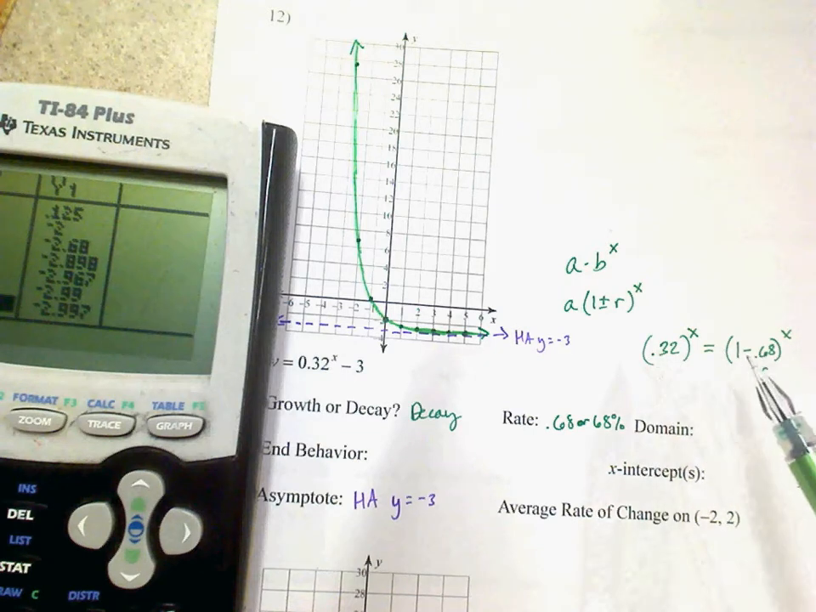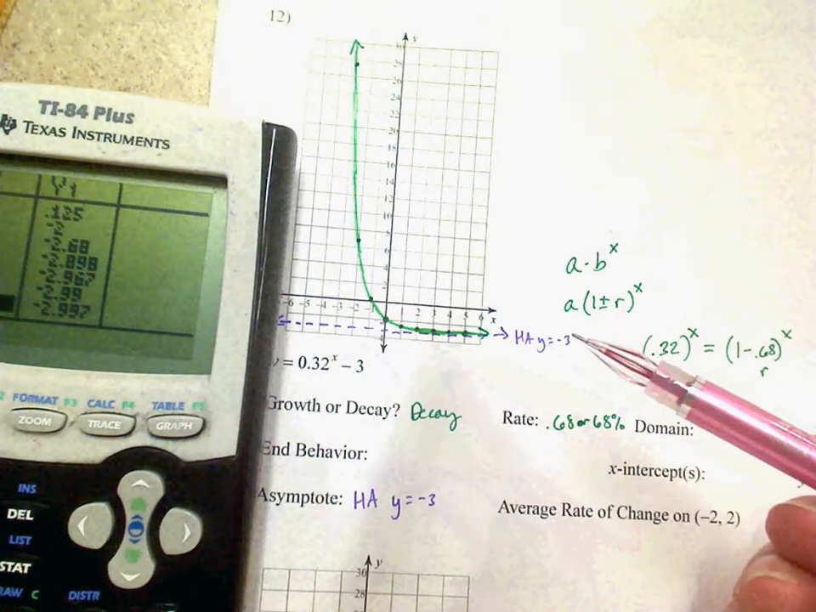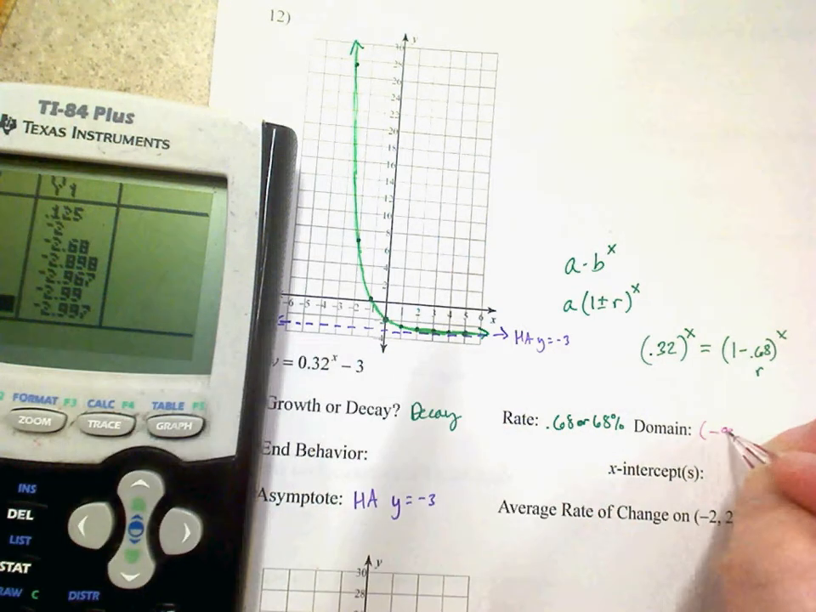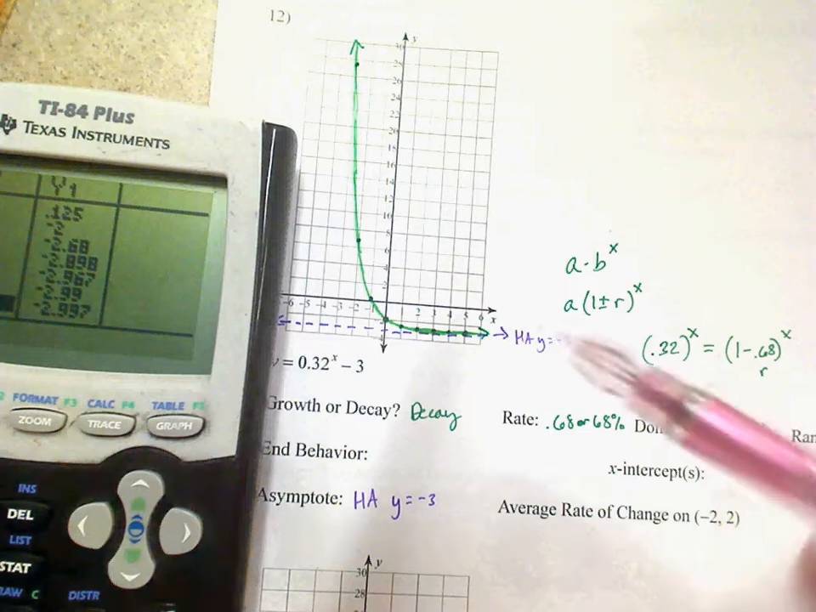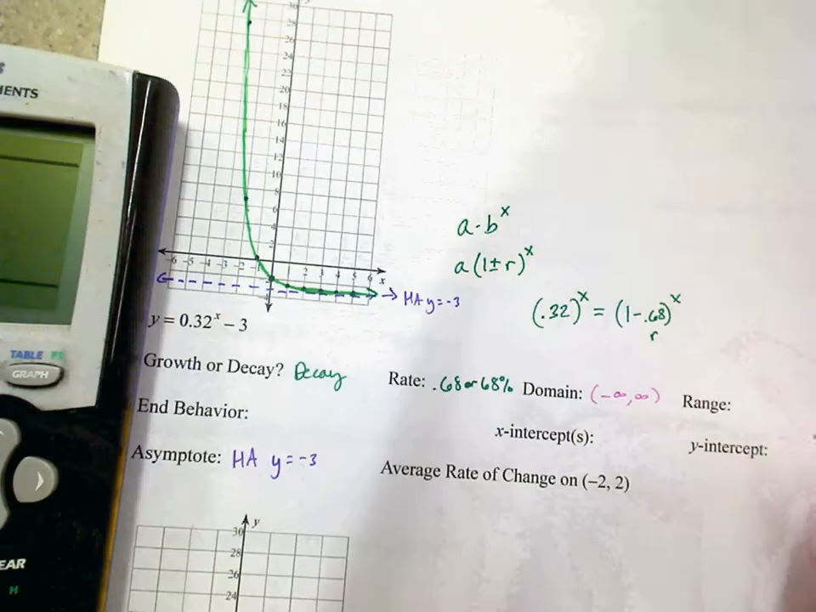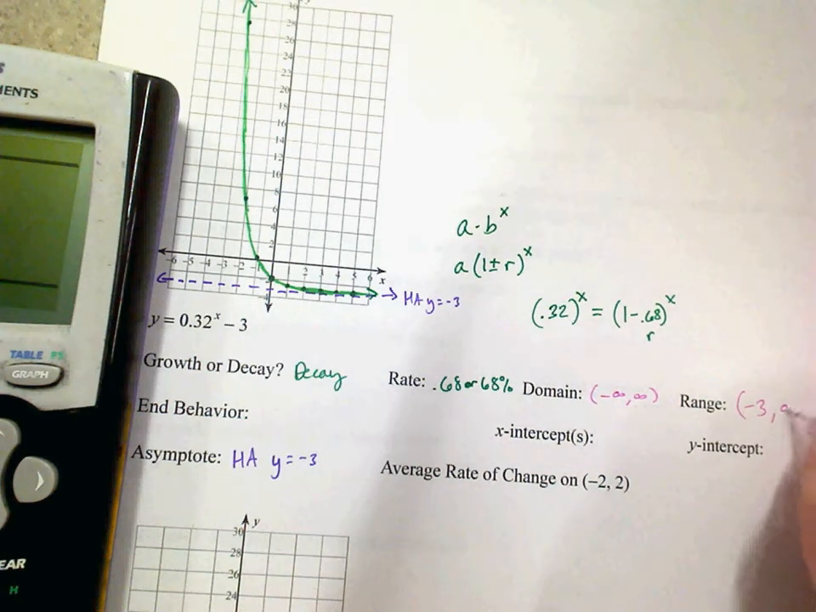Okay, domain is how far left and right the function goes, and this function goes all the way to the left, and it goes all the way to the right. It expands in both directions forever, so -infinity to +infinity. But as far as range goes, range is up and down. The lowest it goes is -3, but it doesn't actually reach it, and then the highest it goes is infinity.